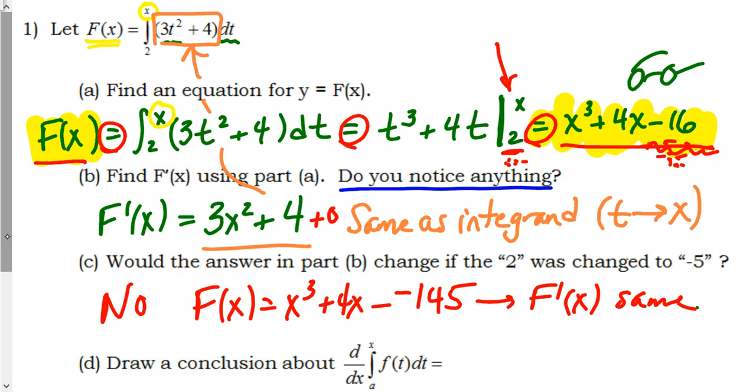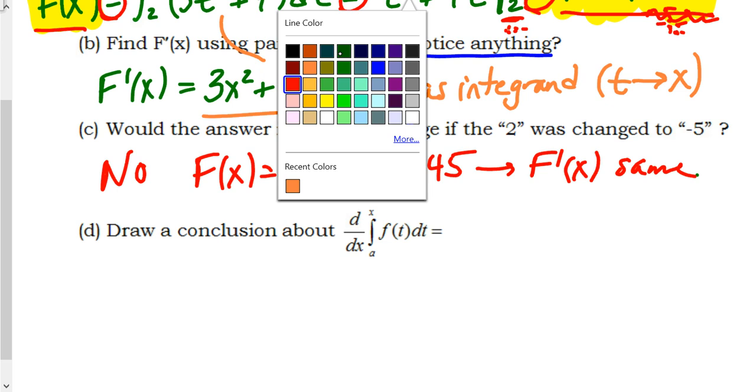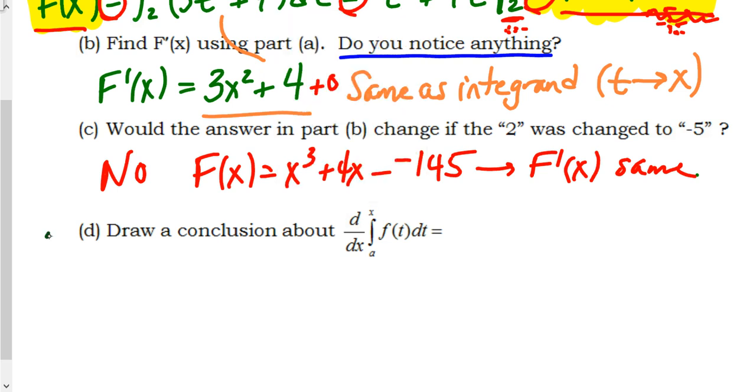So now the math. They're trying to get me to come up with math. So I'm going to pick a weird color. Let's see. What would be a good weird color? Maybe dark green.